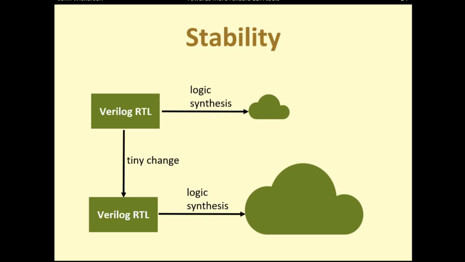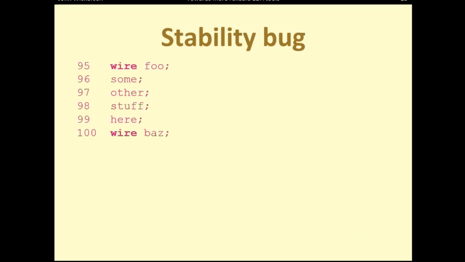And we thought, maybe we can adapt our testing techniques to try and find instabilities in these synthesis tools and maybe do something to improve those. And I just want to show you one example of a stability bug that we found, because I find this rather fun. So it goes like this. Imagine this is a snippet of some Verilog design. These are the line numbers of your Verilog RTL, and you've declared a wire called foo. You've got some other stuff going on here, and then later on you've declared another wire called baz. That's all we've got.